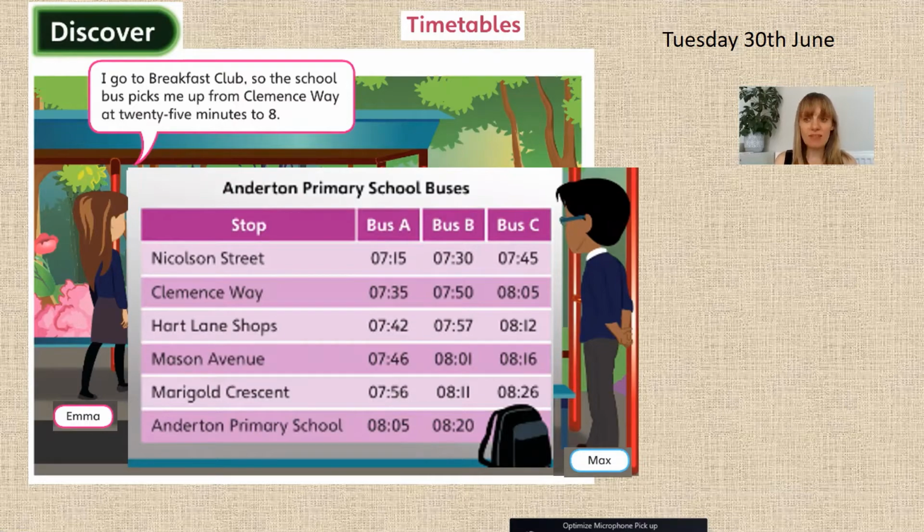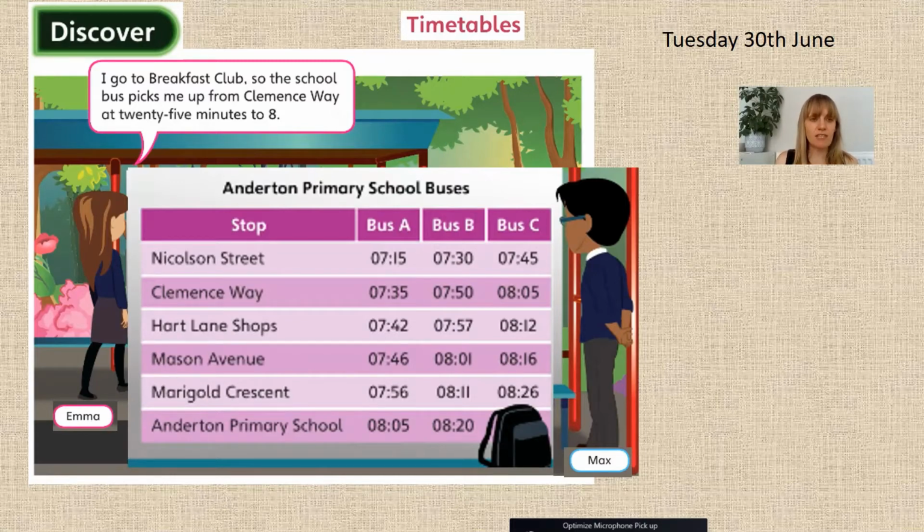Today we're looking at timetables. So this is quite useful if you're catching buses or trains, to know how to look at the timetable and figure out what time you need to catch the bus or train and what time it will get you there. So we've got two characters, Emma and Max, and they're looking at the school bus timetable.